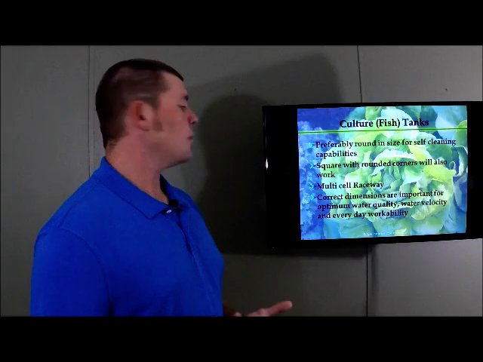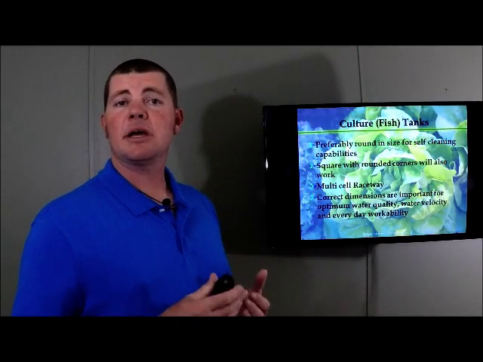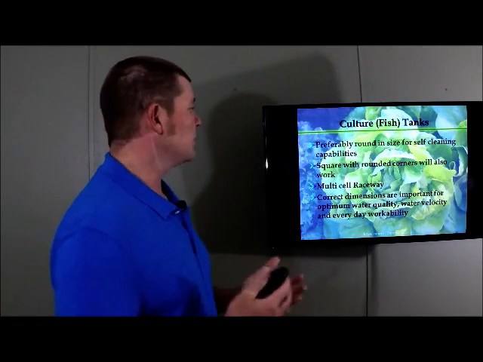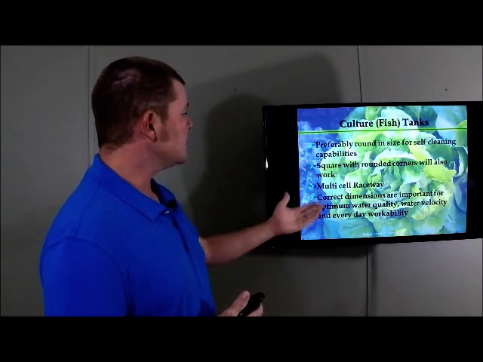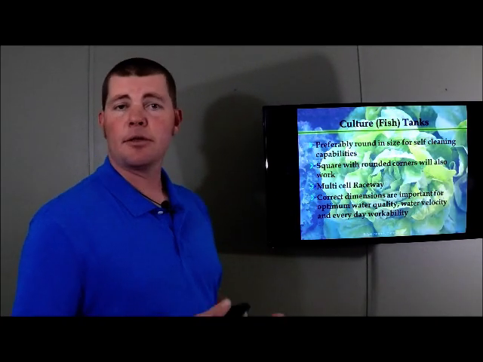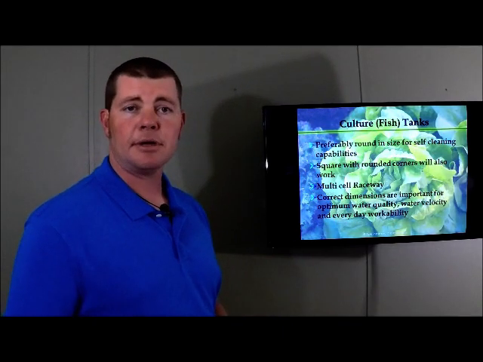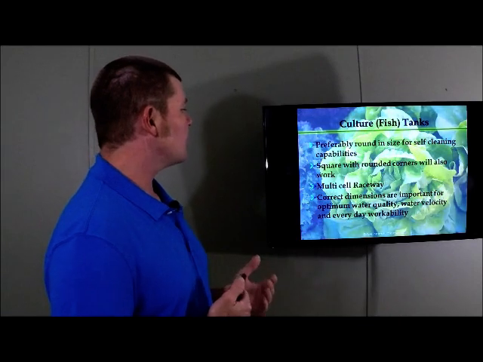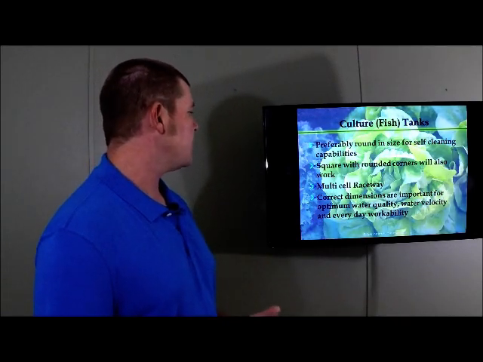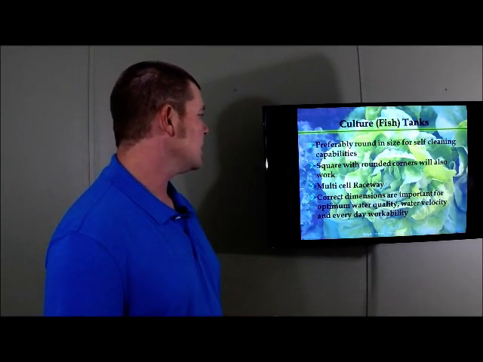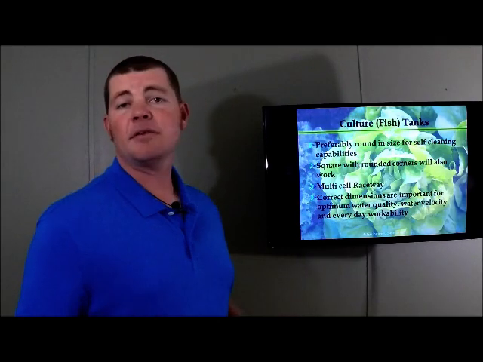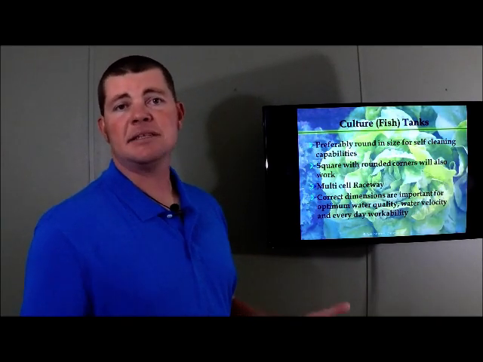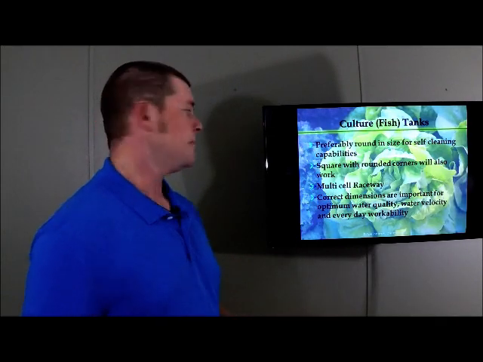Square with rounded corners will also work because we can still get a circular velocity if we build a tank that way. A multi-cell raceway is another way to do things, which we'll talk about here in just a moment. The biggest thing here is that the correct dimensions are very important for optimum water quality, water velocity, and everyday workability. Again, if you need to get into the tank and it's 10 feet deep, might be a problem.